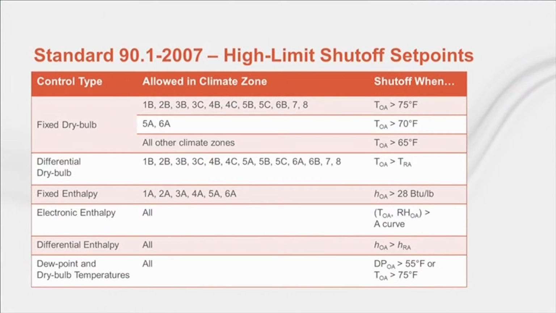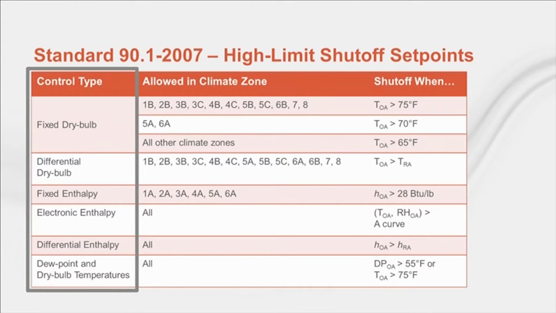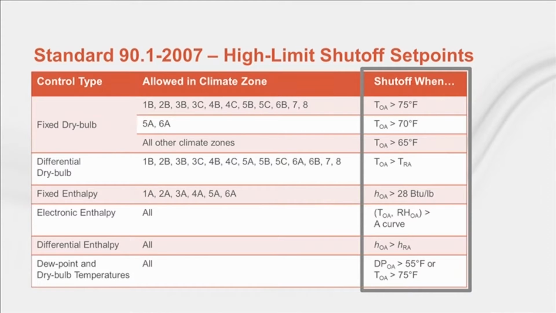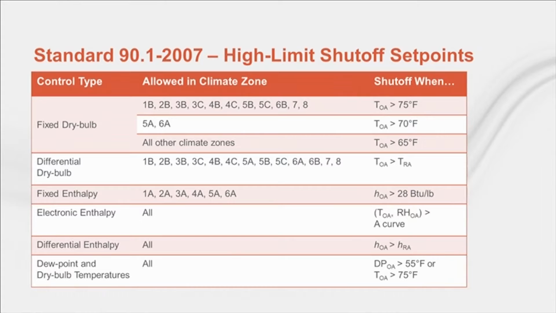The standard also includes climate zone dependent requirements for shutting economizers off, the high limit shutoff John talked about earlier. There are specific high limit shutoff set points for different economizer control types and climate zones. Here's the table of economizer control types and high limit shutoff set points from the 2007 version of 90.1. It lists the various control types, which climate zones each control type is allowed in, and the required high limit shutoff set point. You can see that there's a wide range of permitted controls available to designers.